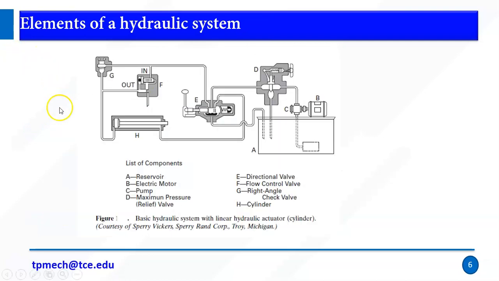So this is one of the examples of a linear hydraulic actuator. This is a reservoir. The oil or the water is stored here in the reservoir. So we have a pump, and it is coupled with the electric motor. So if you switch on the electric motor, the pump will work, right?